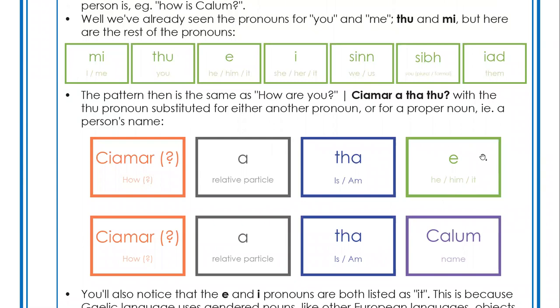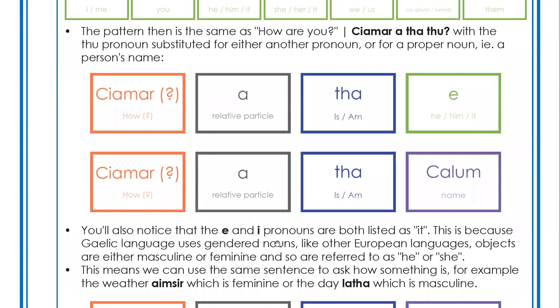And we could also take this out and swap it for a noun. So, ciamar a tha Callum? How is Callum? Ciamar a tha e? Ciamar a tha Callum? How is he? How is Callum?